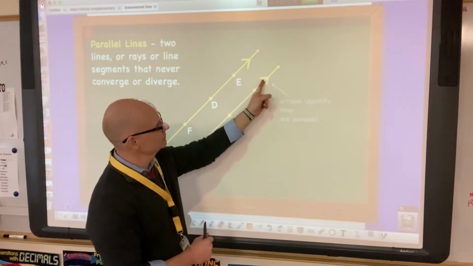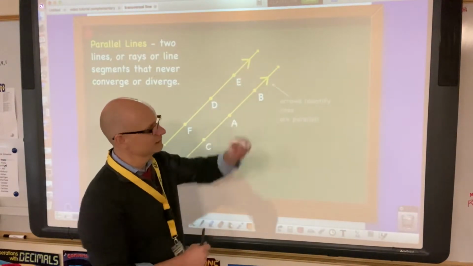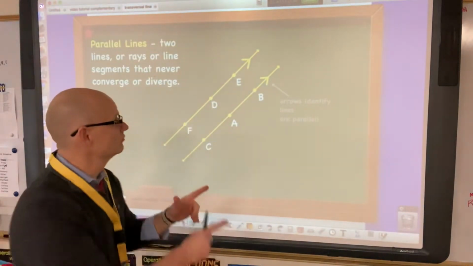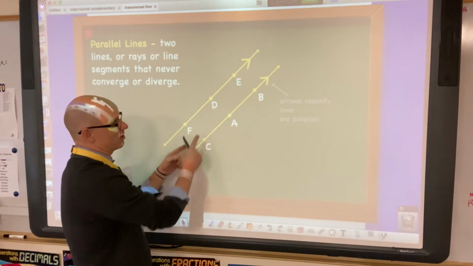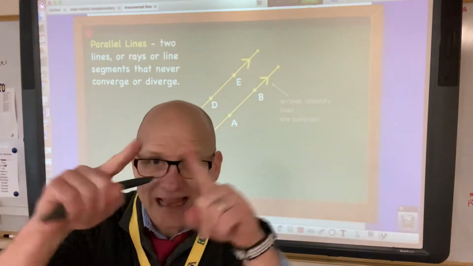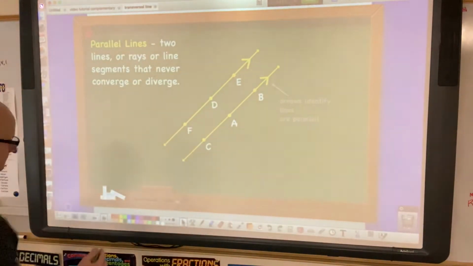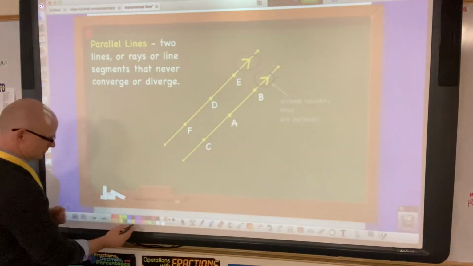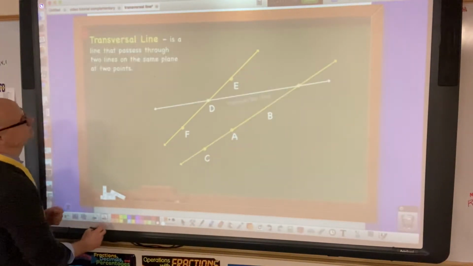You see these little arrows? Whenever you see these arrows, they're letting you know that those lines are parallel. So it's telling you right here, these two lines are parallel with each other because of the little arrows. Okay, so press pause, take some notes. There's the little arrows. All right, I'm gonna move on.